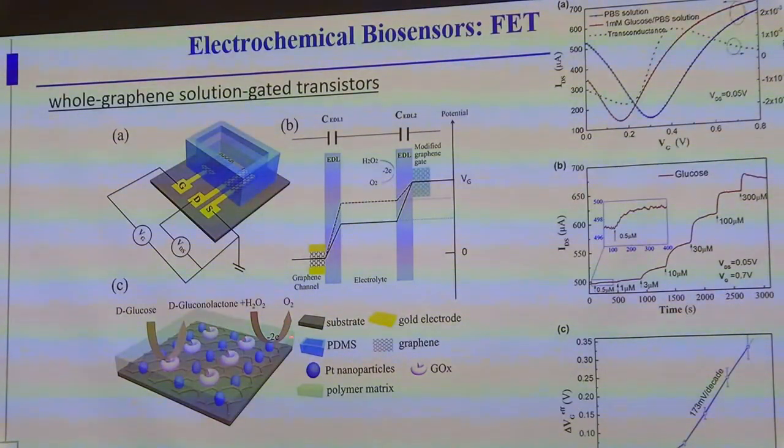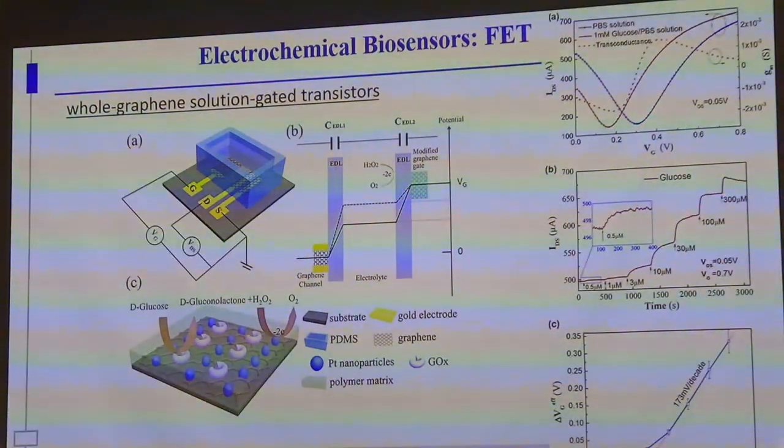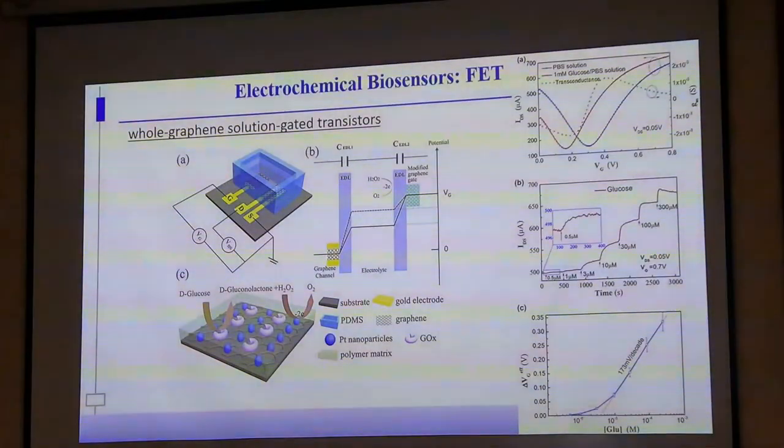And the beauty of this work is that when you have this type of FET transistor, on these EDL the energy level drops, and then they match with the graphene channel. Here simply you see one graph. So that is with the PBS solution and 1 millimole glucose plus PBS solution. So simply you can see this is your PBS solution, and there is a shift in the Fermi level or in the VG here, gate voltage. And that's how this FET is sensitive to glucose.